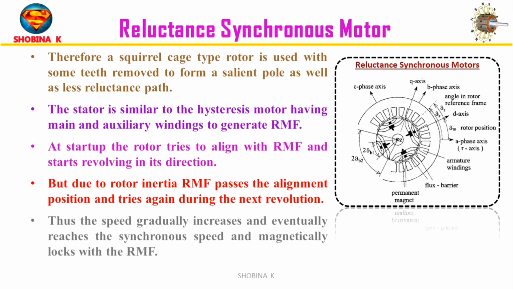But due to rotor inertia, the RMF passes the alignment position and tries again during the next revolution. And therefore the speed gradually increases and eventually reaches the synchronous speed and magnetically locks with the RMF.